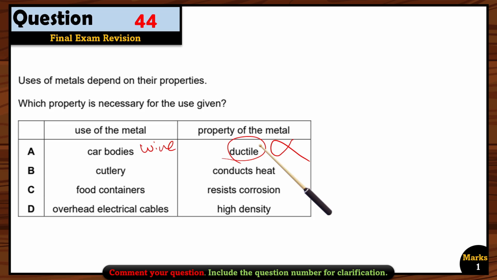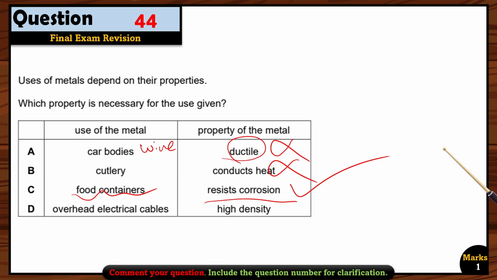Now let's see cutlery. Why do we use metals in cutlery? It's not about conducting heat, because cutlery is just for eating purposes, right? They are not pots. Cutlery is not a pot. Why is cutlery made up of metal? Because it is resistant to corrosion. Most of the metals are resistant to corrosion, so that's why we use them. So this option is wrong here. Now, food containers. The use of metals in food containers is that some of the metals are resistant to corrosion. That's why we use them. So yes, this is the right option over here.